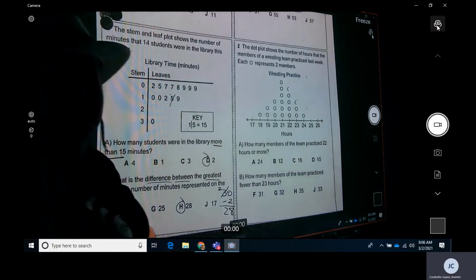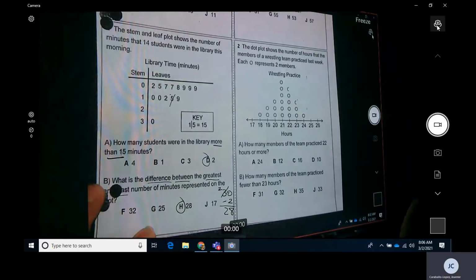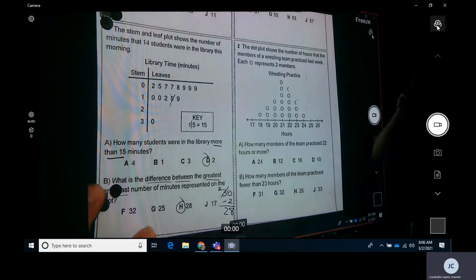Okay, excellent. Let's move on. The next one says, the dot plot shows the number of hours that the members of a wrestling team practiced last week. Each circle represents 2 members.